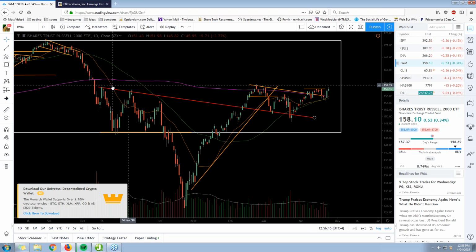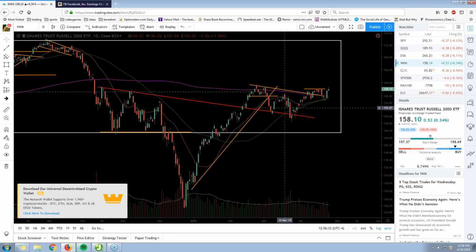Again, if you take a look, very similar to what we just saw on the Dow Jones, we had this negative trend from last year. We had the positive trend from this year. And what we're doing right now in IWM is, again, just proving that this was a successful breakout, right? Holding above this 152 to 151 area.